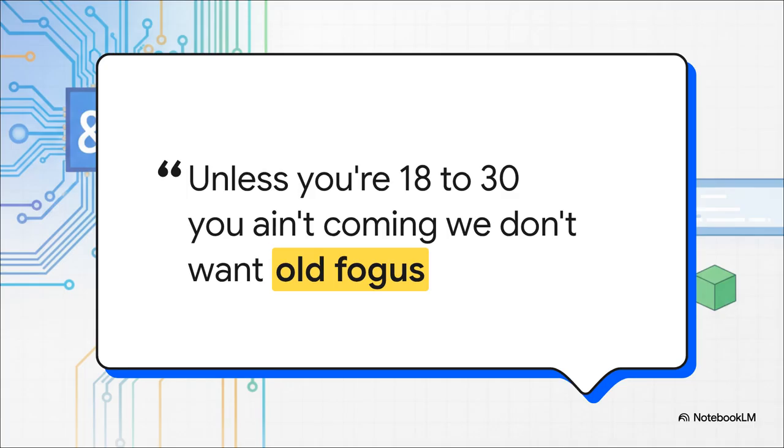The rules of our game are simple, and as the source hilariously puts it, unless you're 18 to 30, you ain't coming. We don't want old fogies, and obviously no one under 18 either. So we need to write JavaScript that strictly enforces these exact rules, and we're going to do it by bringing in our very first logical operator.